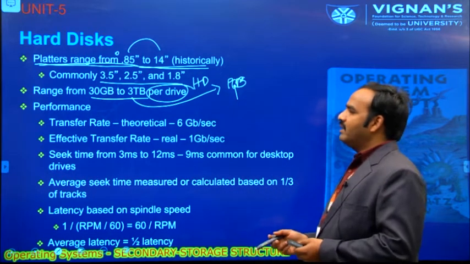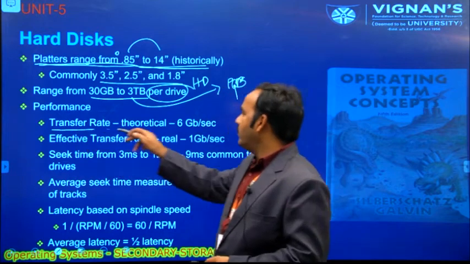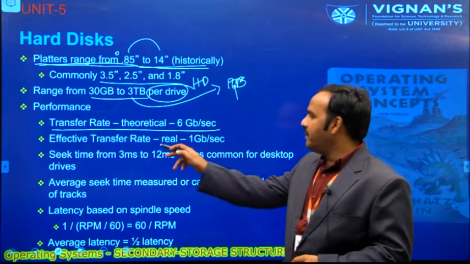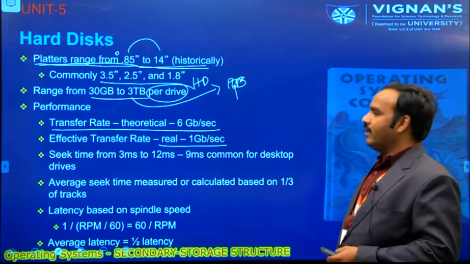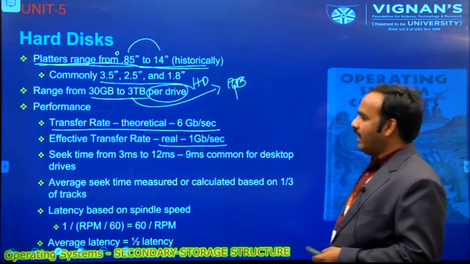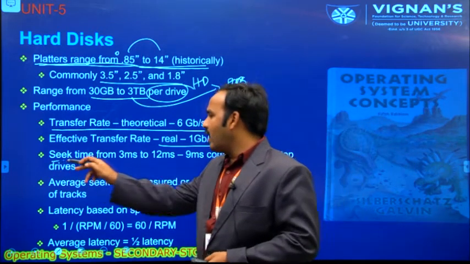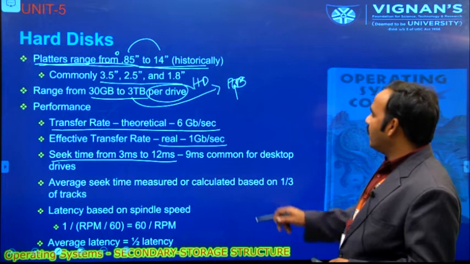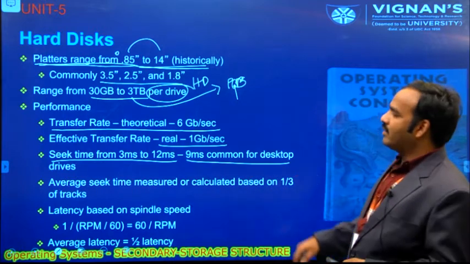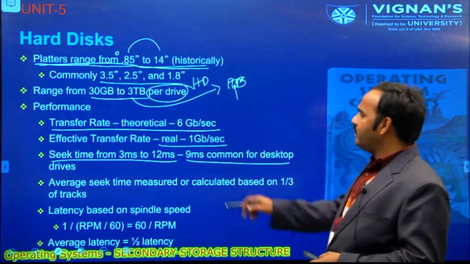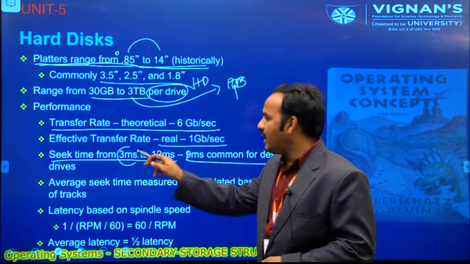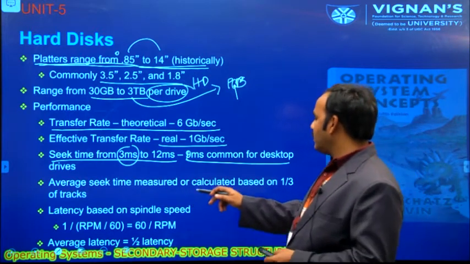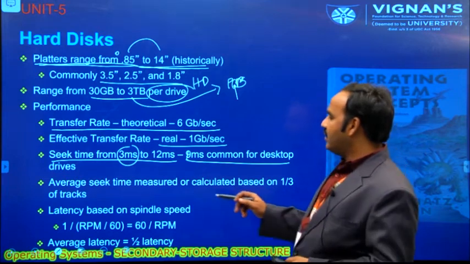And coming to the performance, transfer rate: theoretically it is possible to transfer 6 GB per second, but in real time it is possible to do 1 GB per second. Effective transfer rate is 1 GB per second. And seek time is normally 3 milliseconds to 12 milliseconds, and the common one is 9 milliseconds for desktop drives. In a special case, the minimum time is 3 milliseconds. The average seek time is calculated based on 1/3 of tracks.